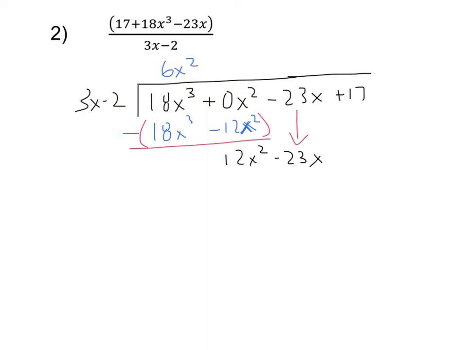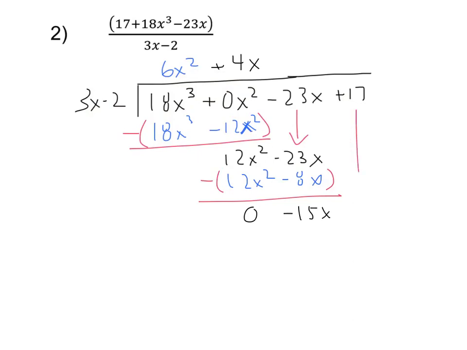Now we need to do 3x minus 2 going into 12x squared minus 23x. That goes in plus 4x times. So we get 12x squared minus 8x. If we subtract that, what do we get? This first part is 0. Negative 23x plus 8x is going to get me negative 15x. And bring down the 17.